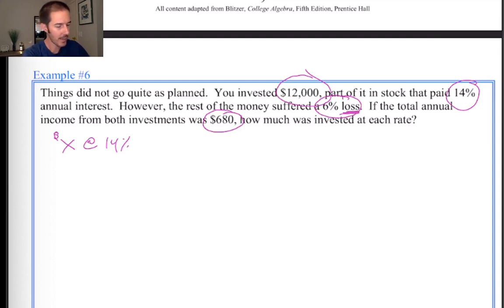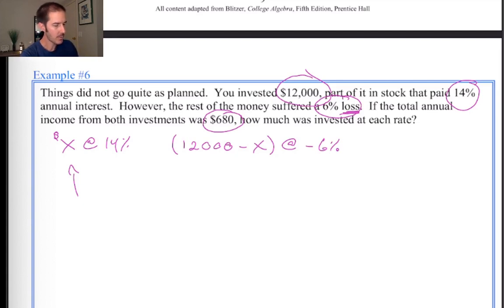Well, after I invest X dollars at 14%, I can figure out how much money I have left over by taking $12,000 and subtracting those X dollars from it. That's how much I have left over. Imagine you already spent $3,000 here. Wouldn't you only have $9,000 here? How'd you get the $9,000? 12,000 minus 3,000. All right, I'm going to try to consistently make this not rocket science. We're investing these dollars at negative 6% because it was a 6% loss.